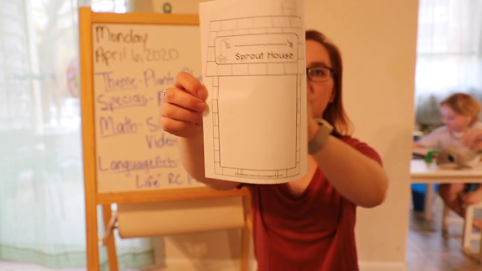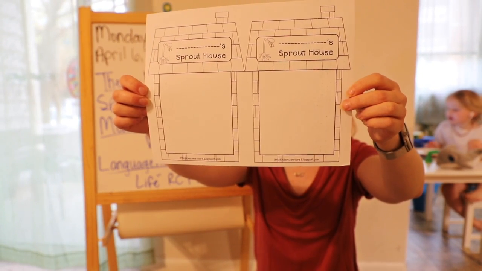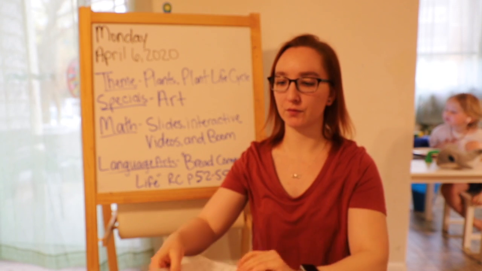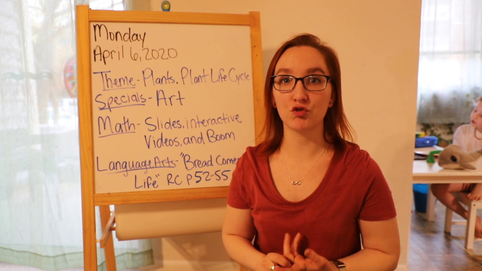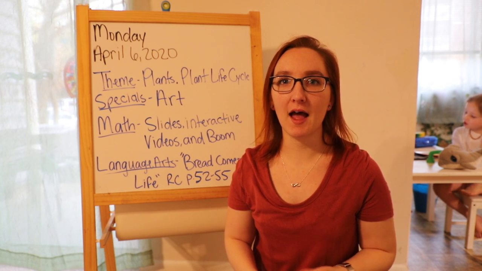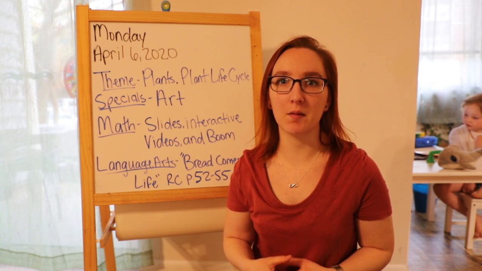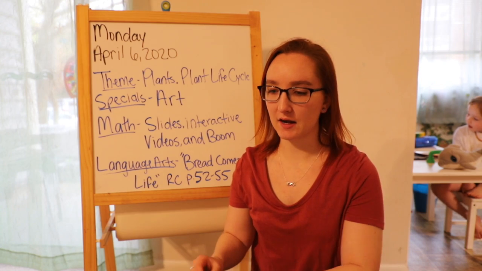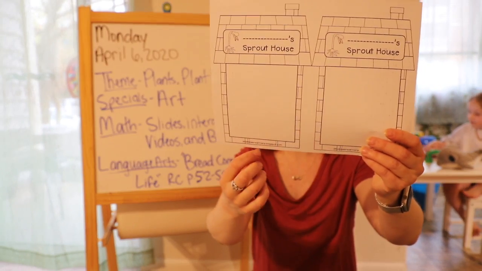Now you only really need to do one, but if you have enough to do two, that's totally fine as well. What we would need to do that is a dried bean, like a kidney bean, lima bean, anything like that, a Ziploc baggie, like a sandwich size, and some wet paper towels. And you would just color the greenhouse, the little sprout house.